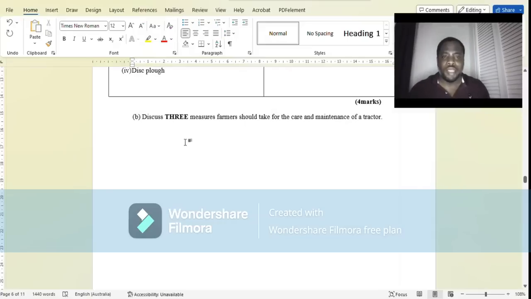So we're looking at the tractor. It says, discuss three measures farmers should take for the care and maintenance of a tractor. One of the things I want to indicate here is cleaning the tractor. And oftentimes students say, but sir, I know the soil. Just because it is working in the soil doesn't mean that you don't have to wash the tractor. It's just like a regular vehicle. So at the end of the day, we want to ensure that it is clean. Even though we go out there and we're using it for plowing, the tractor should be clean, right?